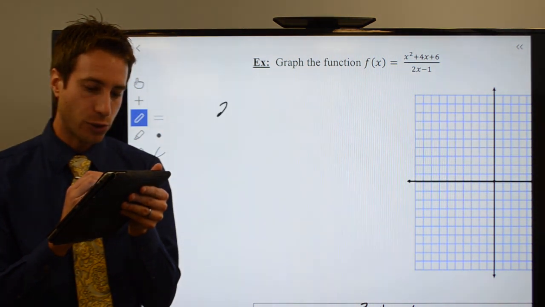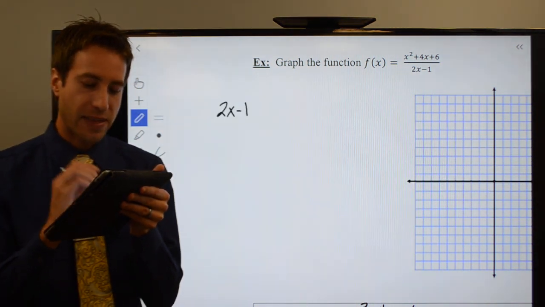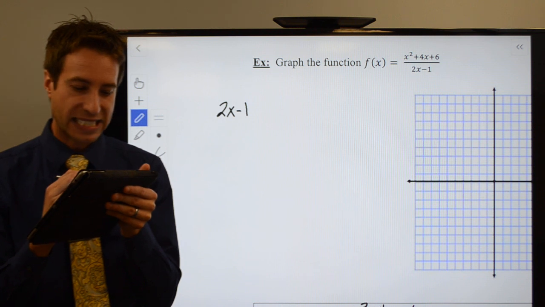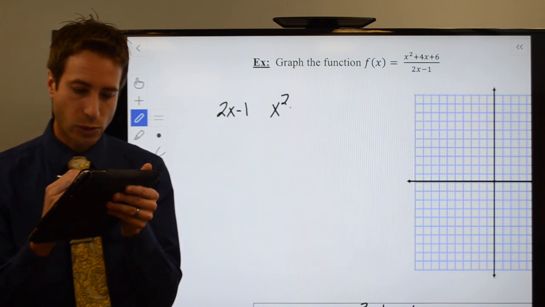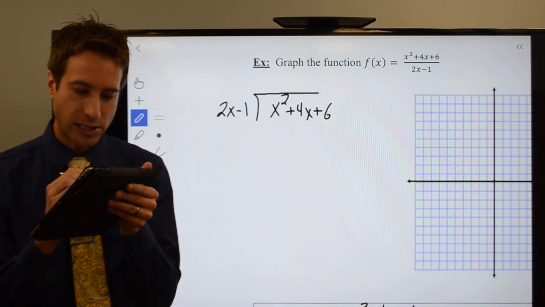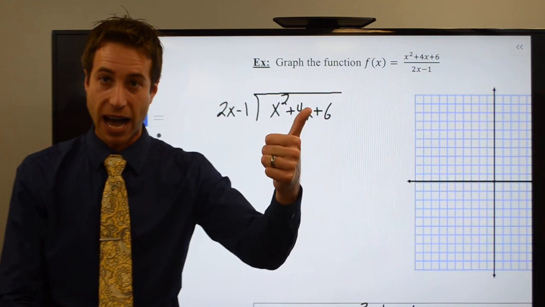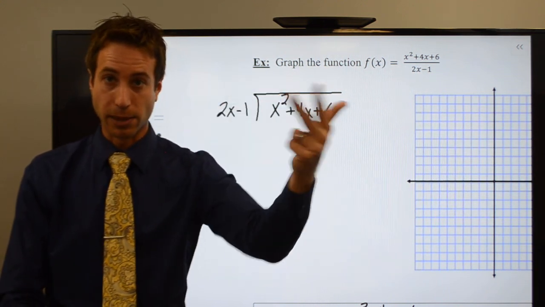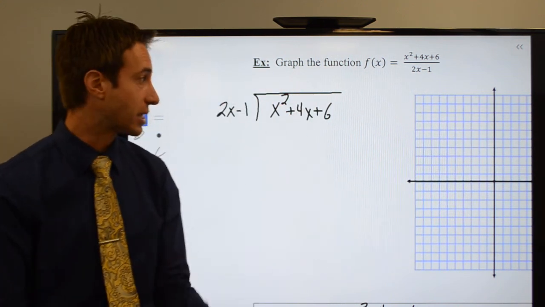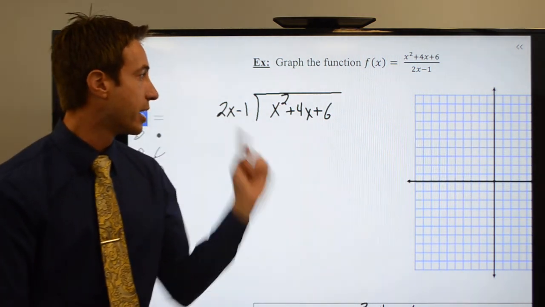I'm going to have 2x minus 1. That's my divisor. My dividend is the numerator, x squared plus 4x plus 6. Use my long division symbol, and here we go. Remember, it's a 4-step process. Step 1, divide, multiply, subtract, bring down. So step number 1, divide. x squared divided by 2x.